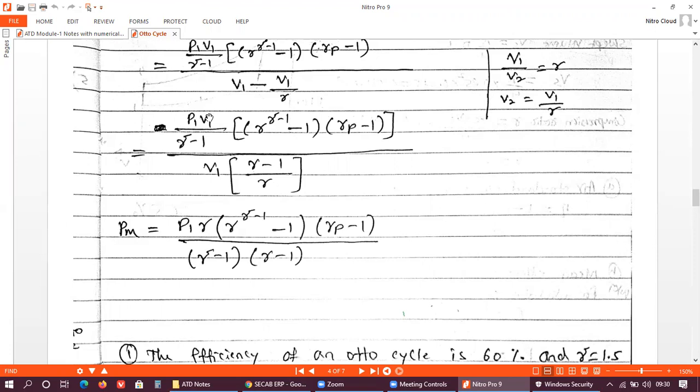Here you can see this v1 and this v1 get cancelled, and I am taking this r on the numerator side and simplifying in order to get this final expression, that is p1r into bracket r raised to gamma minus 1 into rp minus 1 divided by gamma minus 1 into r minus 1. So this is the final expression for mean effective pressure of an Otto cycle.